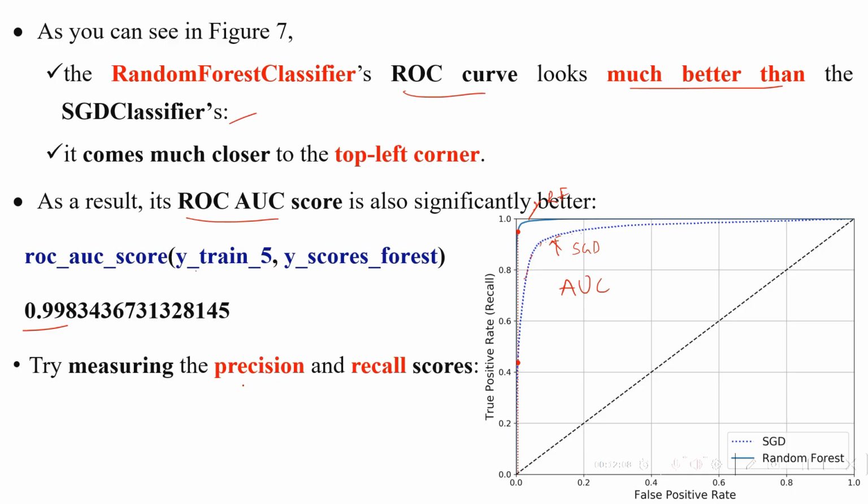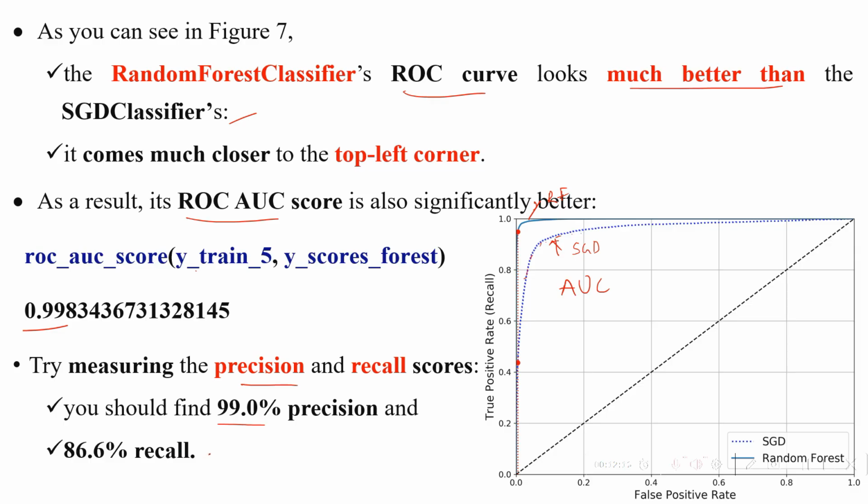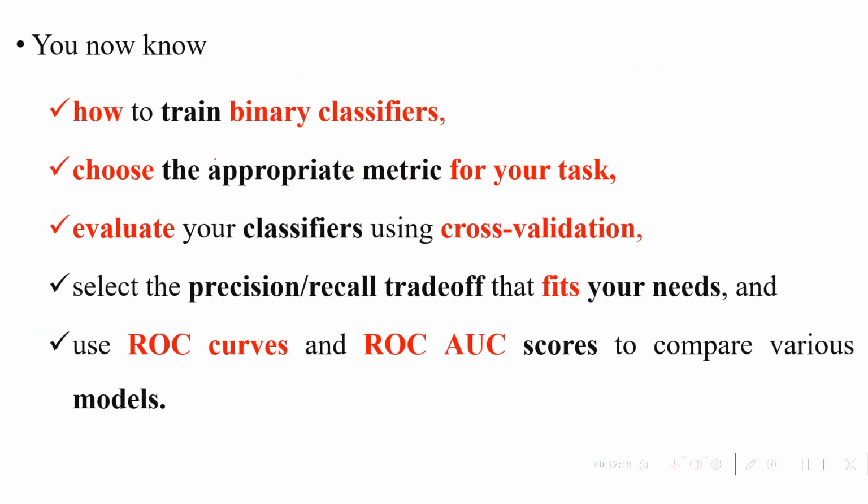So try measuring the precision and recall scores. You should find 99% precision and 86.6% recall. So you now know from the above how to train a binary classifier, choose the appropriate metric for your task, and evaluate your classifiers using cross validation. Select the precision recall trade-off that fits your needs, and use ROC curves and ROC-AUC scores to compare the various models. This is the way we find the performance metrics for a given model.